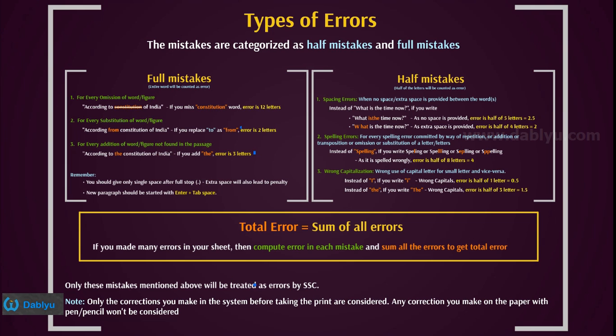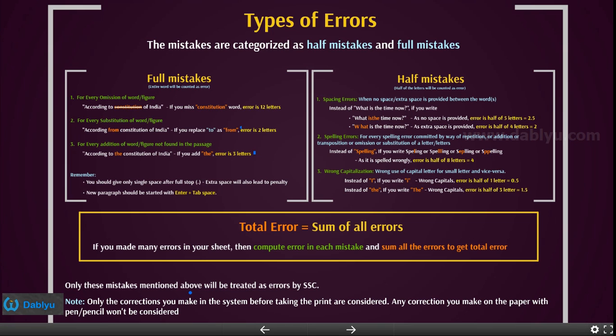So after you take a printout, if you try to make any corrections with pen or pencil, that won't be accepted by SSC. It will only take the final version which you have printed from the system, right? So do not try to make any corrections with pen or pencil on the paper. It won't even be considered. So this is all about full mistakes, half mistakes, and how to compute total error.